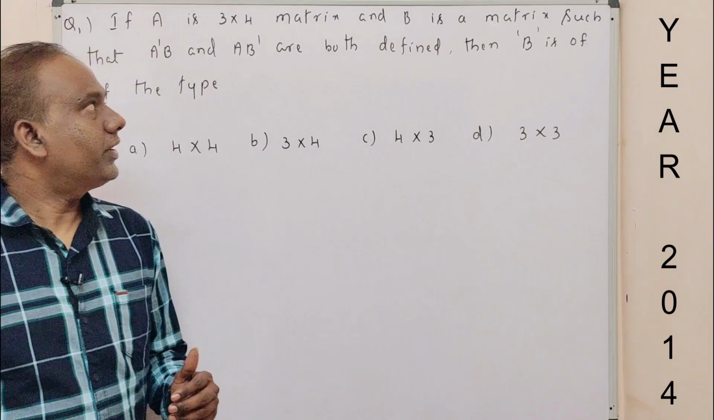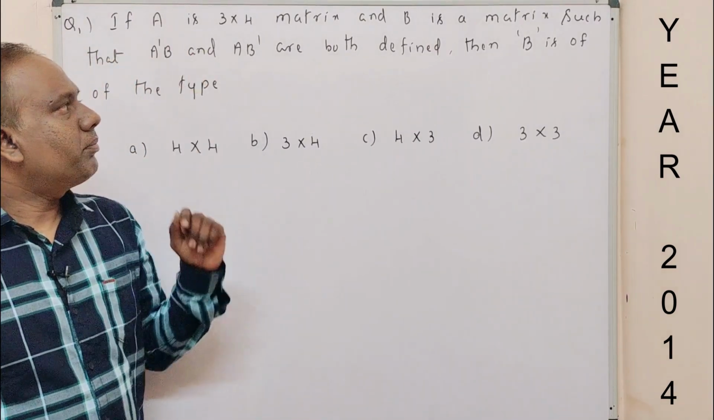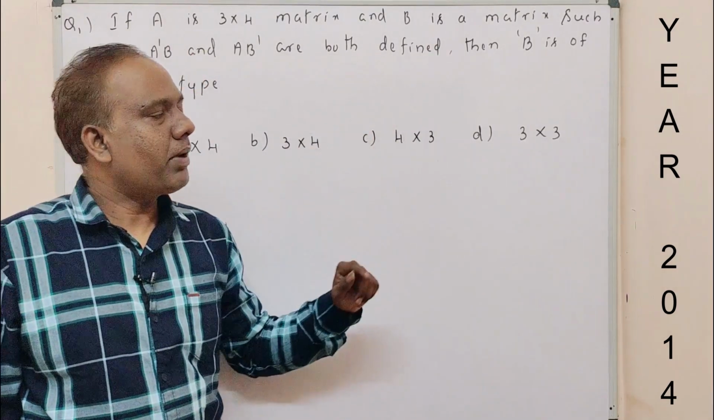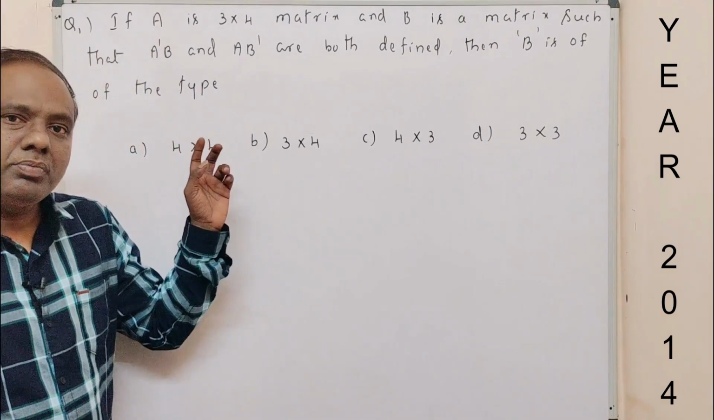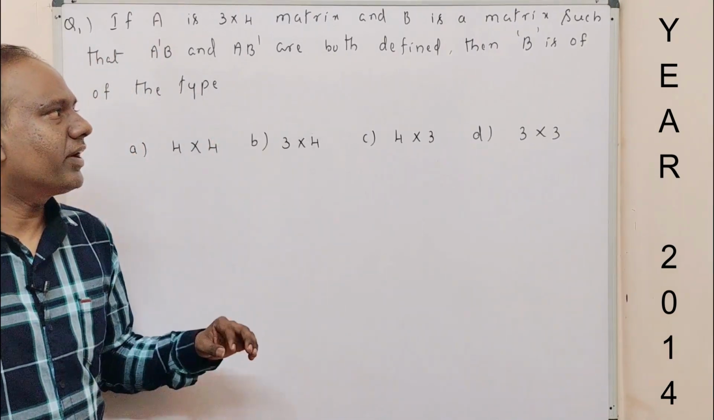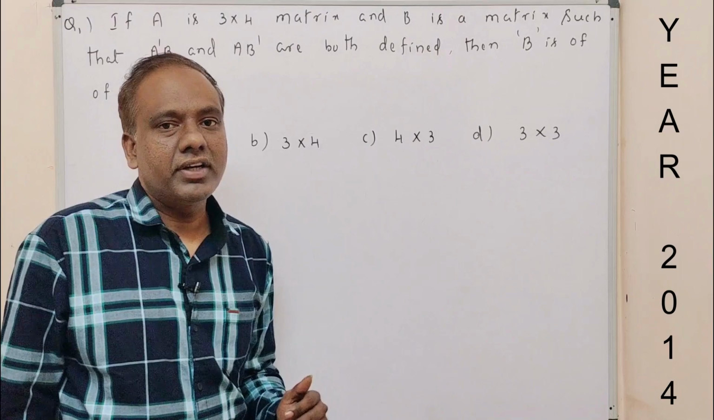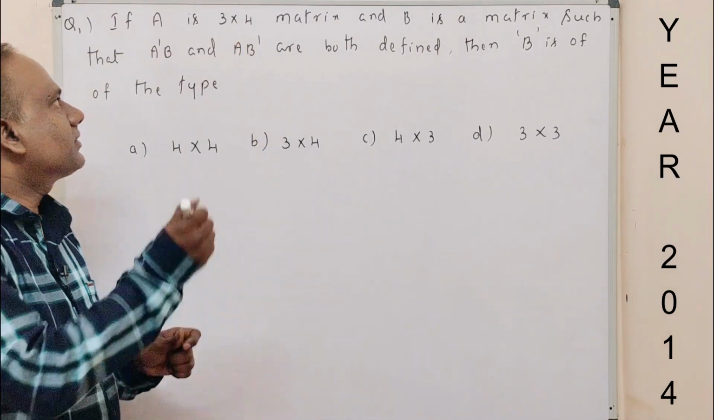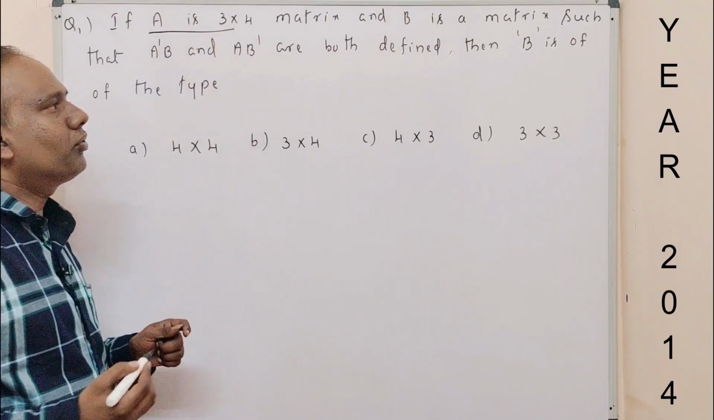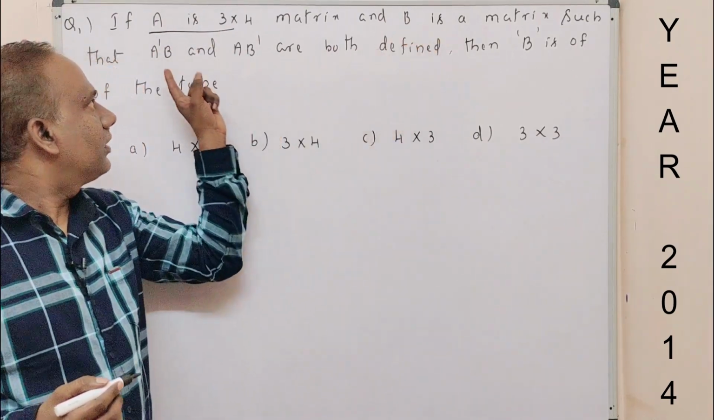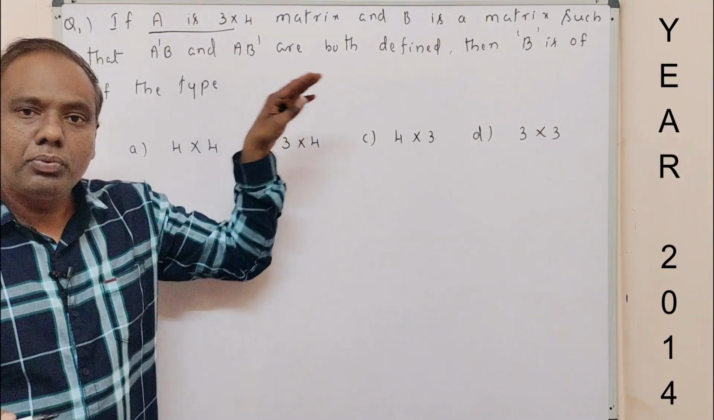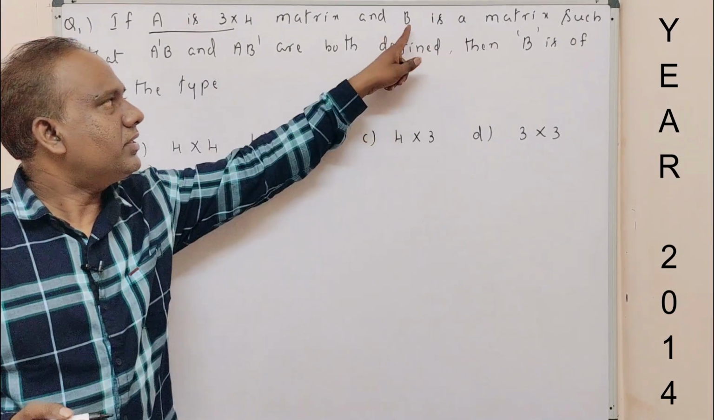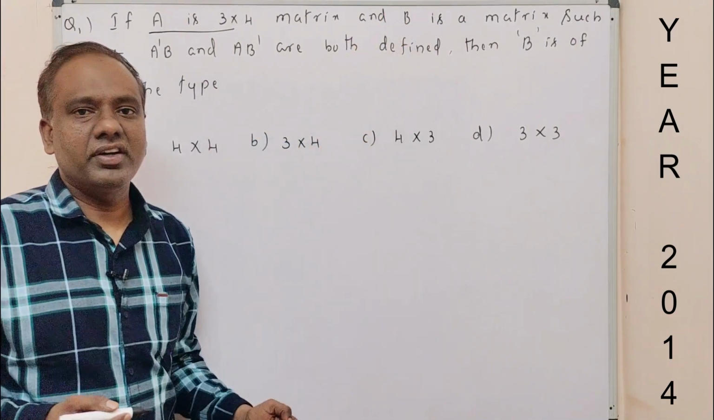So here the question is, if A is a 3 by 4 matrix and B is a matrix such that A' B and A B' both are defined, then B is of the type? The order of A is 3 by 4, and A' B and A B' both are defined. Then what is the order of B? That is the question here.